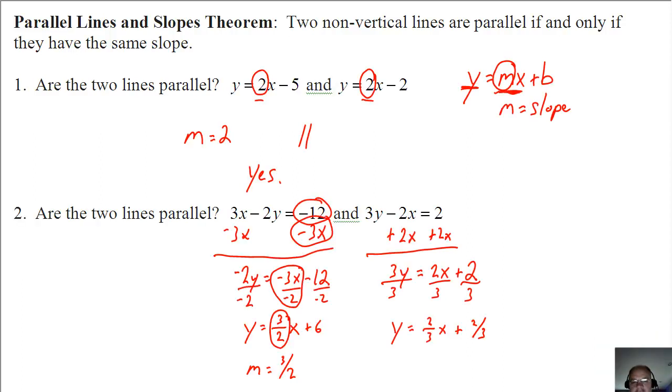Check your work and see if it matches mine. Here is what I have for that equation in slope-intercept form. You'll notice that although the slope looks very similar, it is different. The slope of this line is 2/3. Since this one's 3/2 and this one's 2/3, these lines are not parallel to each other. Therefore, the answer to the question is no.